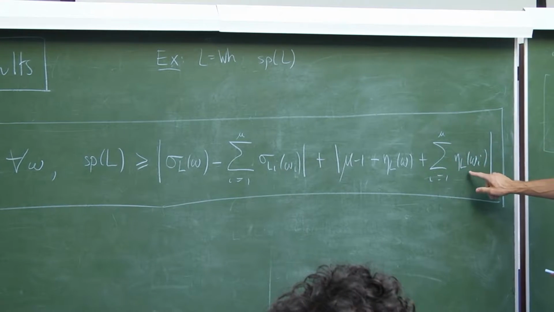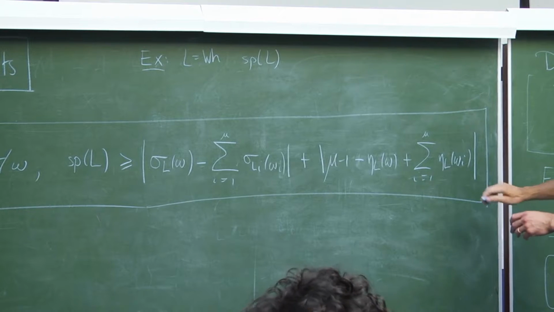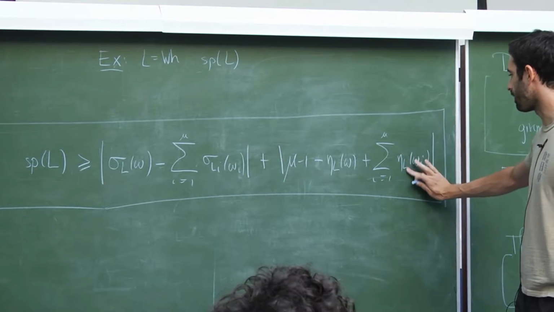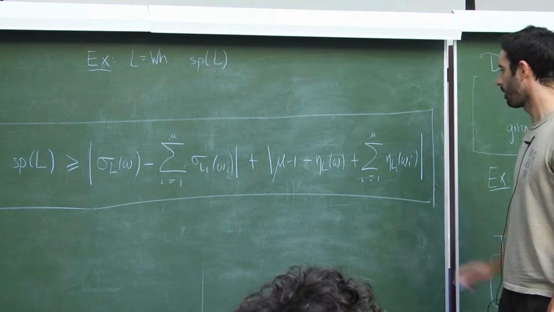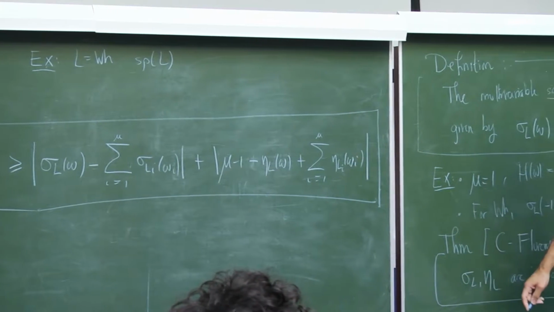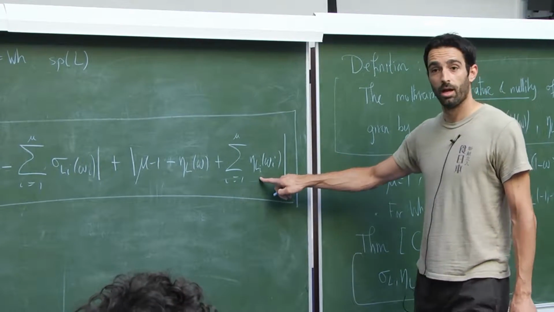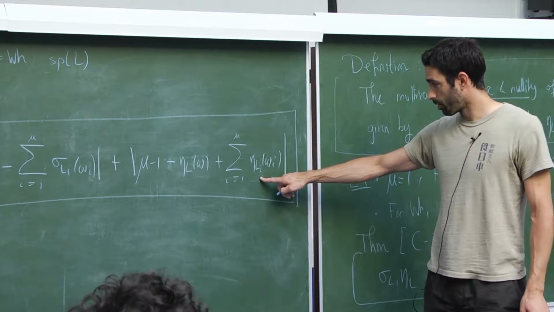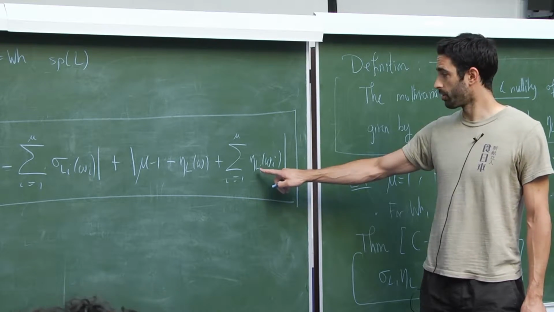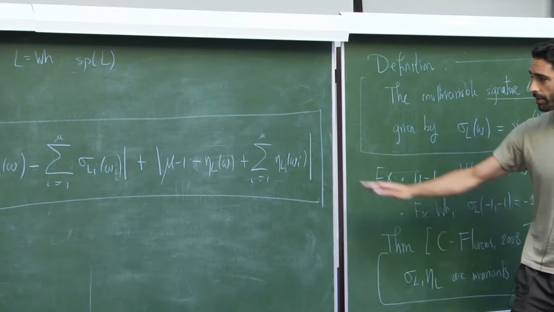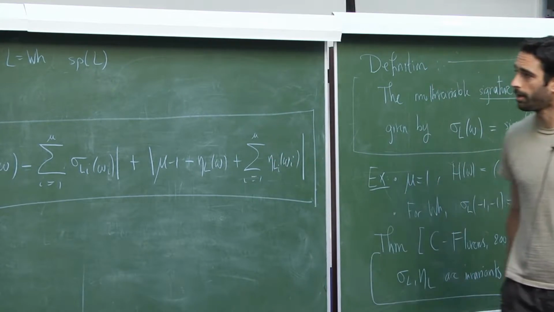The sum over i equal 1 to mu of eta L_i. Sorry, eta L_i. So these things here, they're the Levine-Tristram signature nullities. Sorry for the typos. I hope now it's okay.